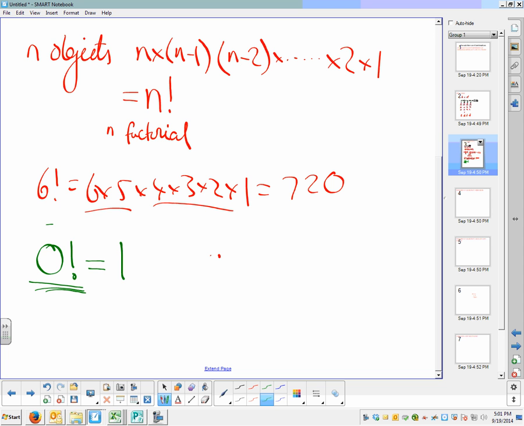The factorial function is only defined on 0, 1, and the other positive integers. So you can't do negative something factorial. You can't do 2.5 factorial. And if you try to do that in a calculator, you'll see that you get an error. It's not defined there.